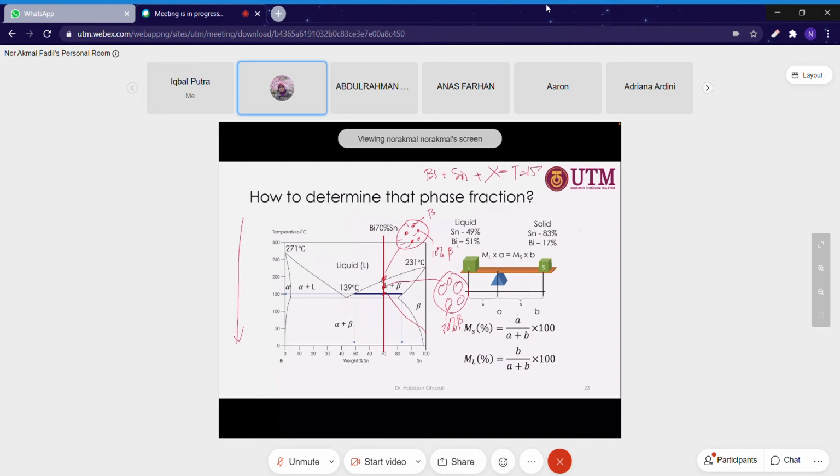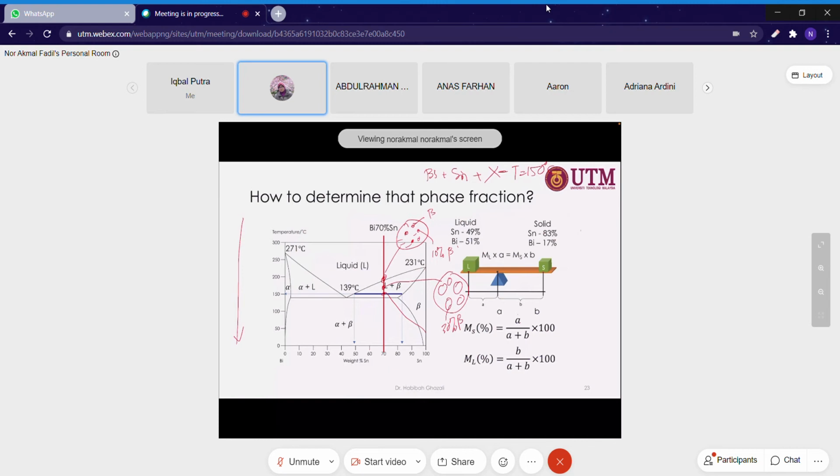So you have to ensure by the time you add this X element, the solid is formed, but it requires a small amount of liquid. This is just an example, okay? All right. So you have to ensure that at this point it requires, for example, 50% of liquid. So you want to check, 50% of liquid at what temperature? Is it lower than 150 degrees Celsius or something like that?